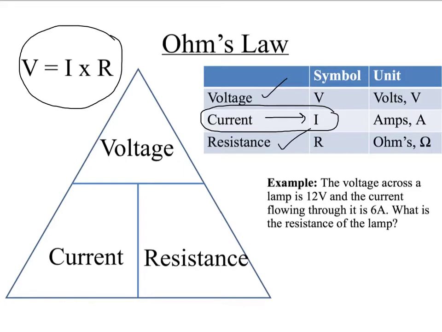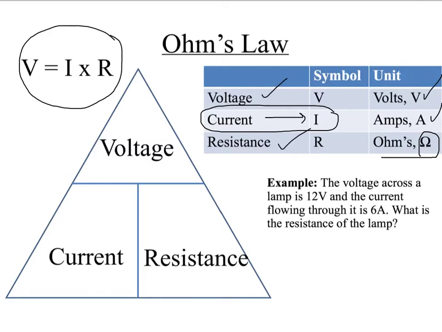We go back to the units. The unit of voltage is the volt. The unit of the current, to confuse you even more, is the amp. And the unit of resistance is the ohm, which is given the symbol omega there, the Greek letter. Now, if we want to rearrange this equation, we can easily put it into a triangle like this.